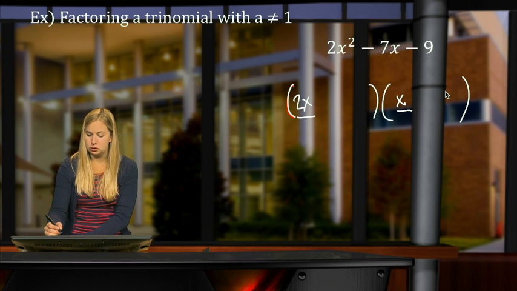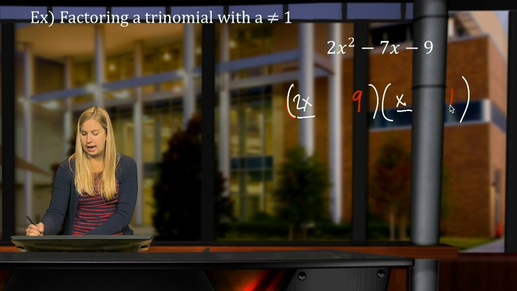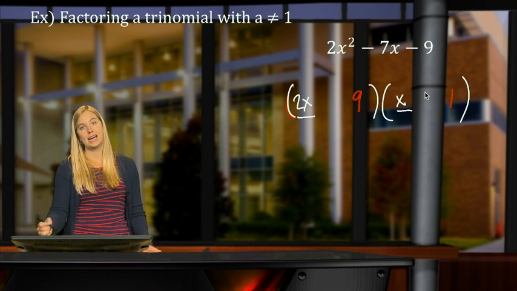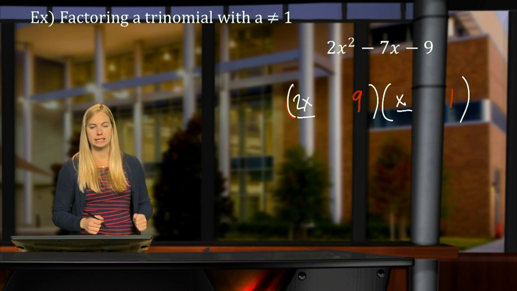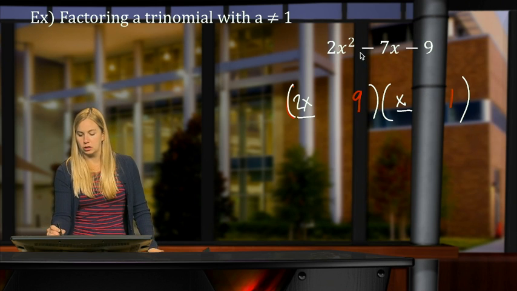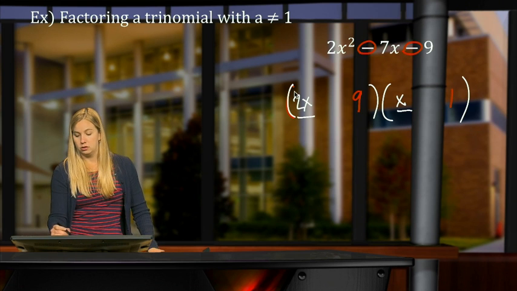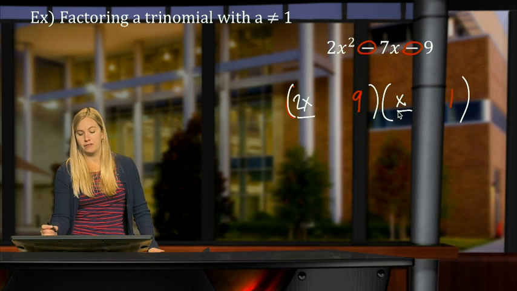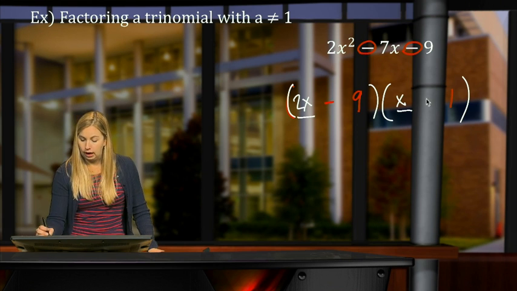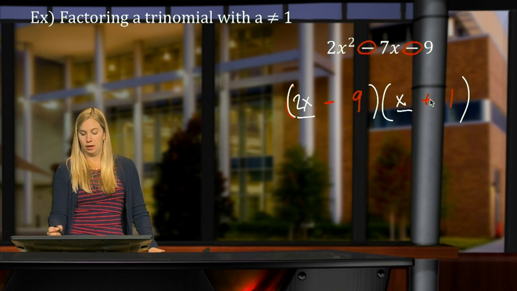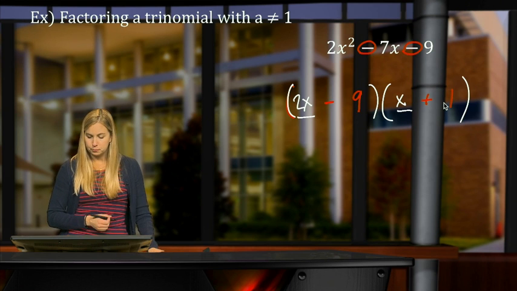If I switch those two, make this a 9 and this a 1, now we've got 2 and 9, and that we can work with. 2 and 9 in some combination could give me 7. Now let's pay attention to our signs. We need a negative 7 and we need a negative 9. So I've got 2x and 9x. If I want them to add up to negative 7x, I want the 9 to be negative and the 1 to be positive. Negative 9 times positive 1 gives me that correct sign of negative 9.